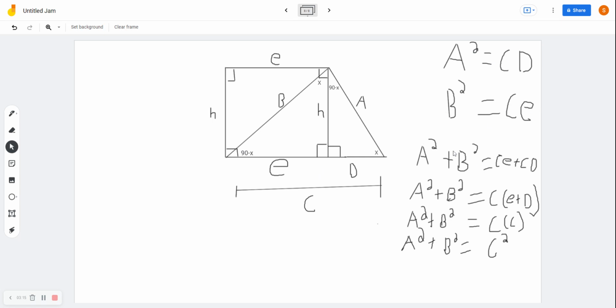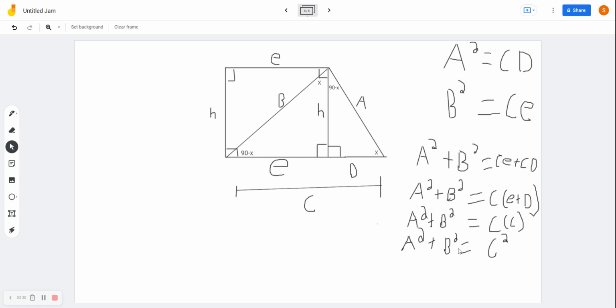Then let's add them. We have a squared plus b squared equals ce plus cd. We have a common factor of c, so we can factor out c. So we have a squared plus b squared equals c times e plus d. But e plus d just makes c. So we know a squared plus b squared equals c times c. A squared plus b squared equals c squared.